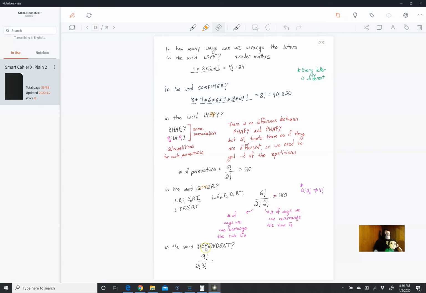The P's, there's only 1, so we don't have to worry about that. The N, there are 2 of them. So we could arrange it as N1, N2, or N2, N1. So it would be 2 factorial. And then the T at the end, it doesn't repeat. Okay, so the 9 factorial is if there were no repetitive letters.